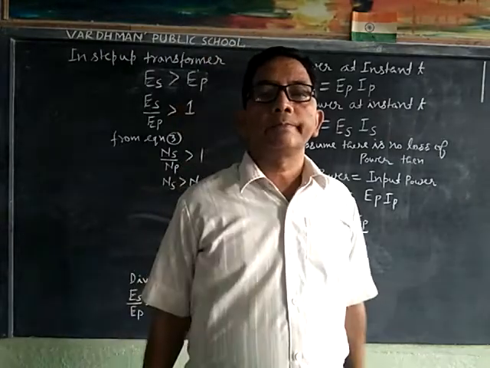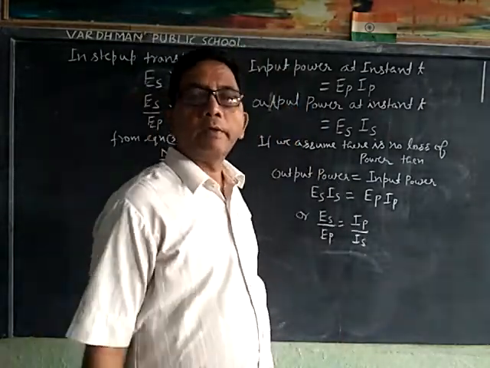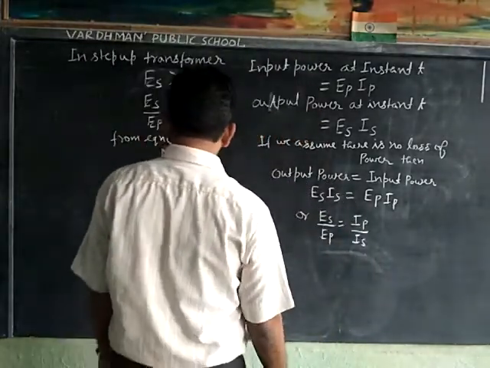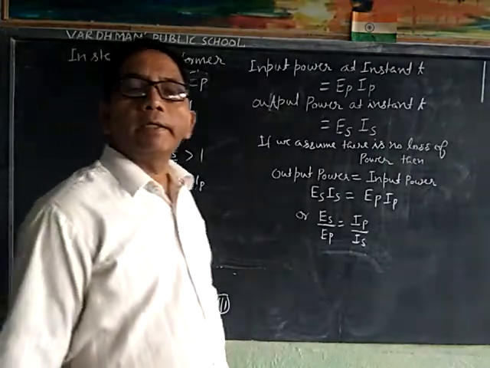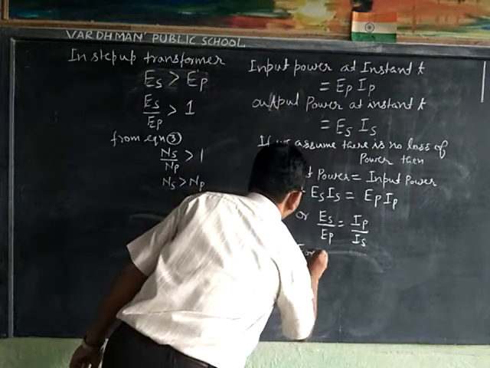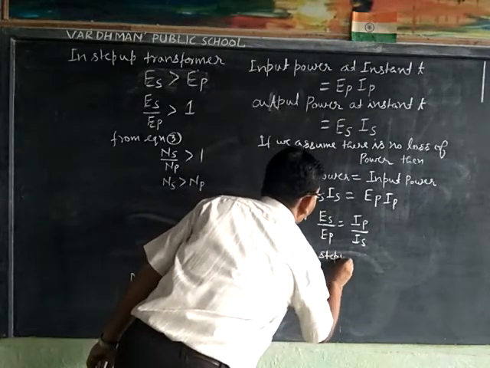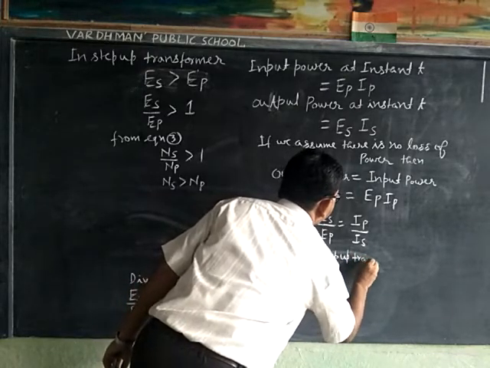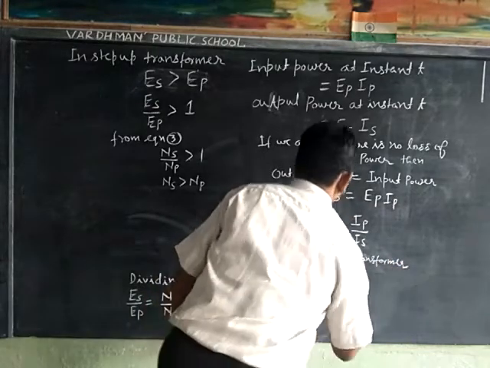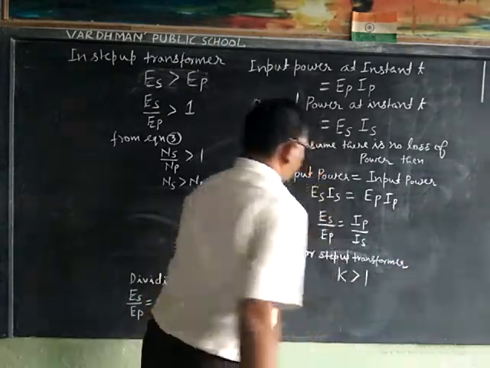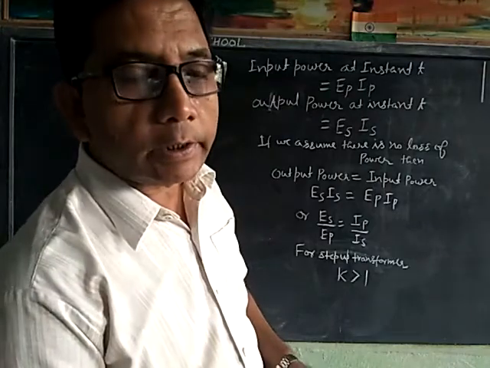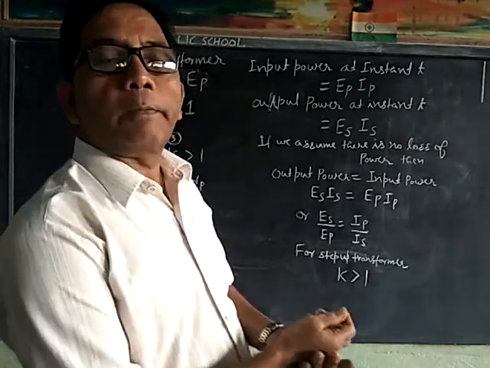ES upon EP is greater than 1. Therefore, for a step up transformer, the value of K is greater than 1. Transformer ratio: what is transformer ratio? The ratio of the number of turns in the secondary coil to the number of turns in the primary coil.